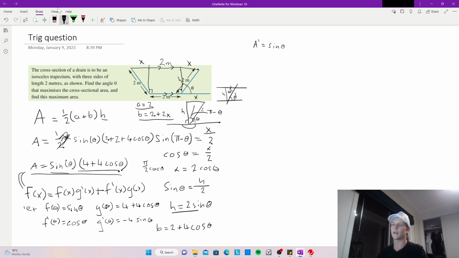I keep on saying f of x, but it's actually f of theta. I'm going to keep saying that frequently. Maybe I'll get the hang of it soon. Times the derivative of g of theta down here, which is... I already stuffed up. No, I haven't. Our derivative, I'll just show this.